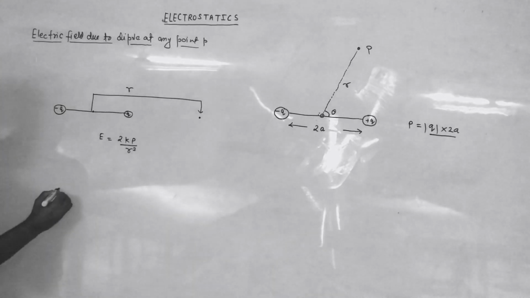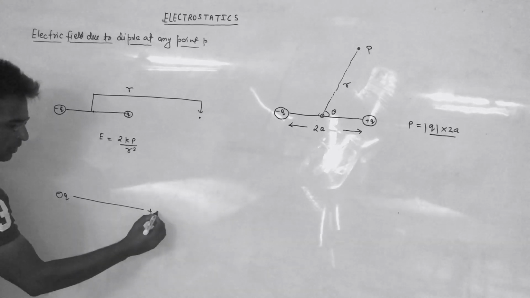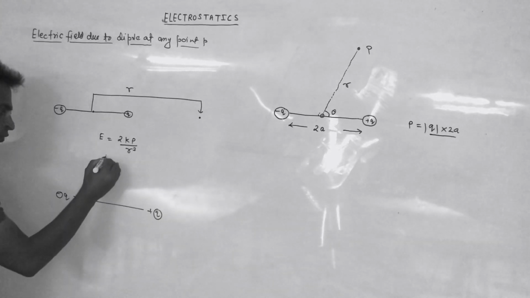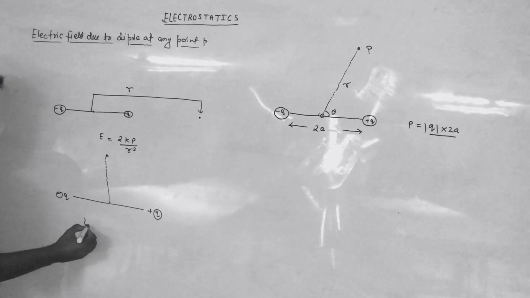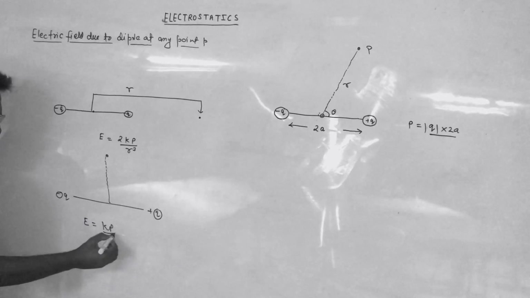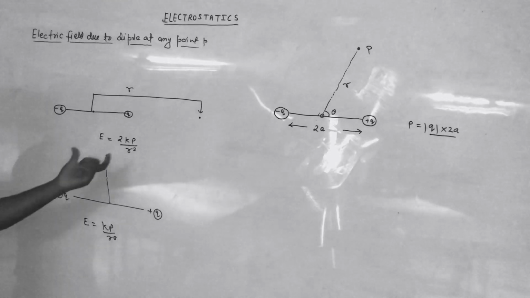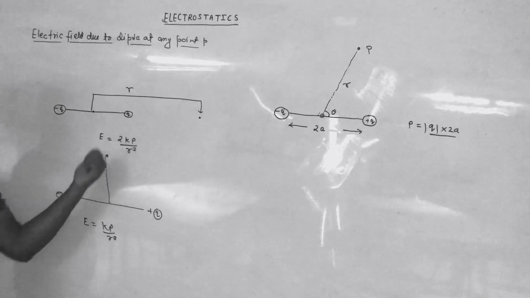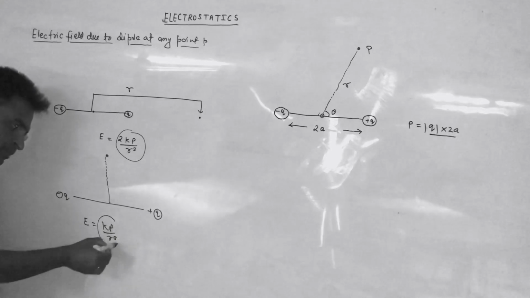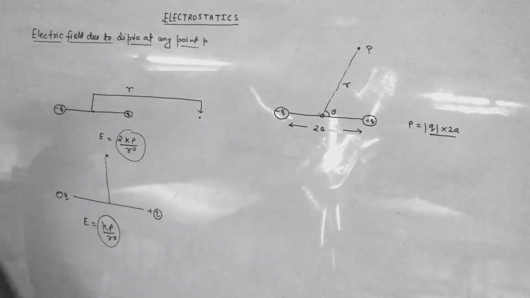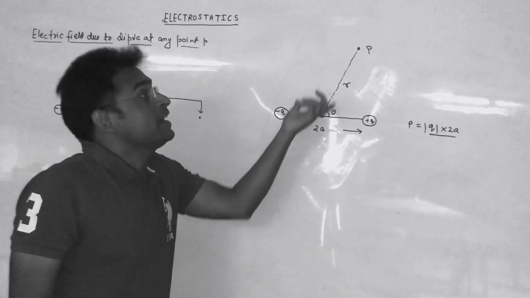And for the equatorial line, this one is minus q, this one plus q, and at this point, if you have to find the electric field due to this dipole, we have done this too, and the answer is kp divided by r cube. If you see the previous lecture, I have done the electric field due to a dipole on the axial line, and the answer was 2kp divided by r cube, and on the equatorial line kp divided by r cube. Now what do I have to find out? The electric field due to this dipole at any point P.